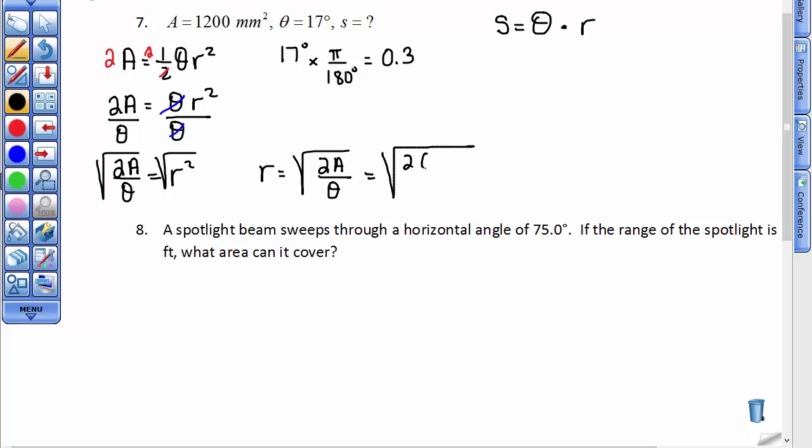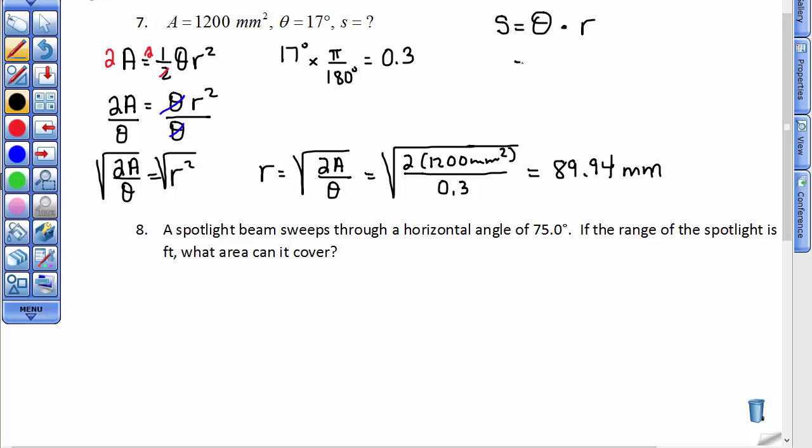So 2 times the area of 1200 millimeters squared. I'm just putting the units under it so that you can see that when you take the square root of it, you're going to get an answer in millimeters. Divided by theta, which is 0.3. You know, I can see in my notes that I used 0.2967. So I just want you to know that when I get this answer of 89.94, it might not match yours exactly, because I didn't use 0.3, I used 0.2967.